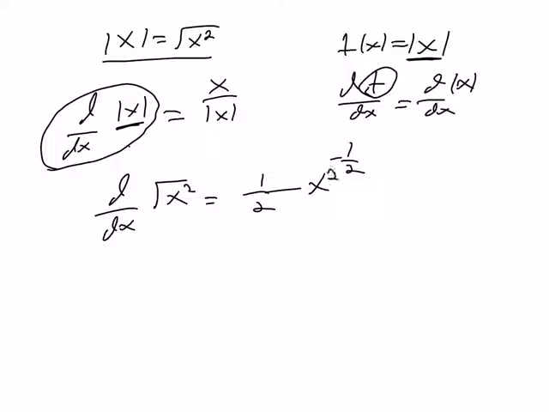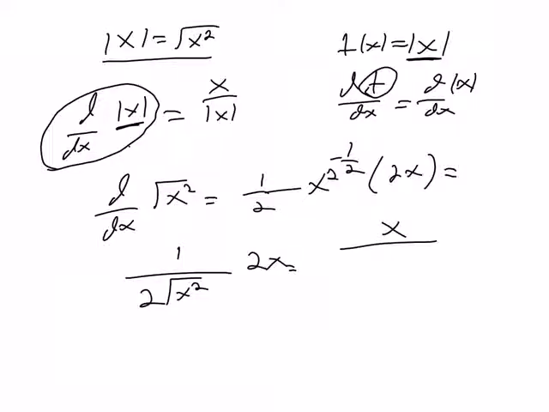times 2x. This is equal to 1 over 2 square root of x squared times 2x. This is equal to x over square root of x squared. Well, but this we're saying can be written in terms of absolute value, so this is x over the absolute value of x. Okay, so now let's move on to implicit differentiation.